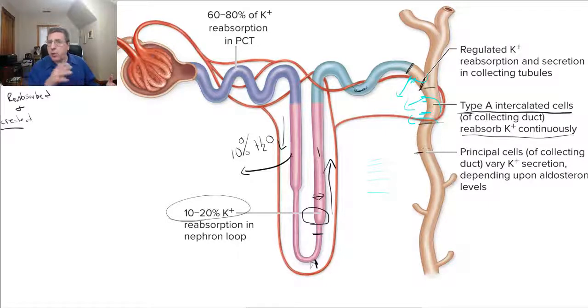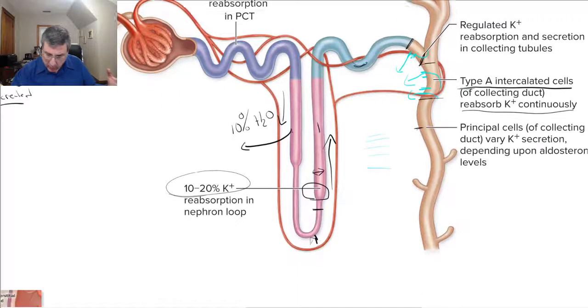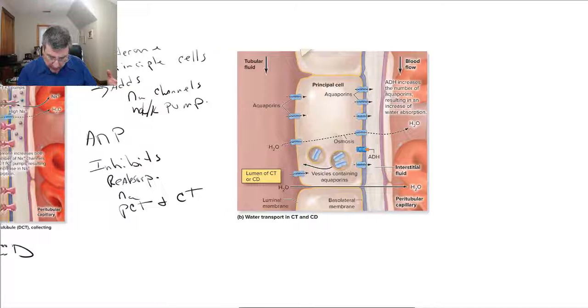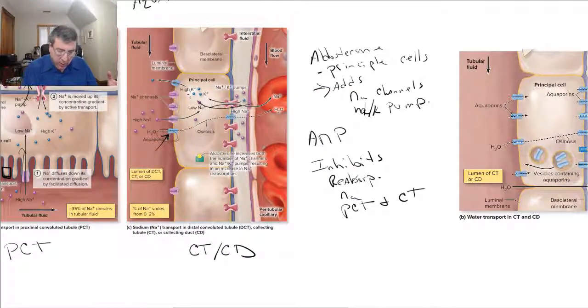All right. Now, what did aldosterone do? Aldosterone added sodium channels and sodium-potassium pumps, and the purpose of adding those is so we can reabsorb more sodium. Well, if you reabsorb more sodium, what did we say down here? If you reabsorb sodium, potassium goes the other direction. Okay.